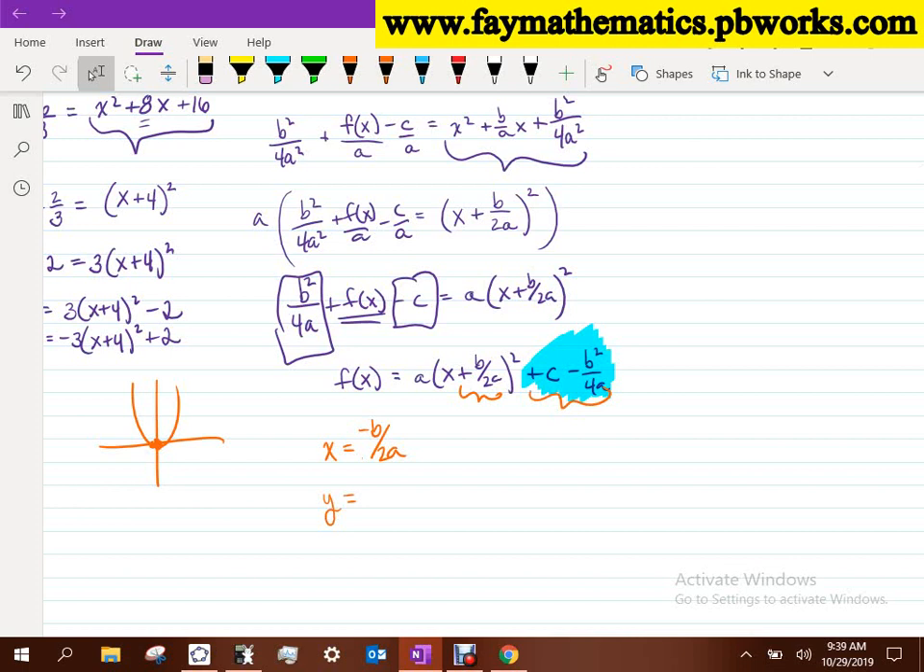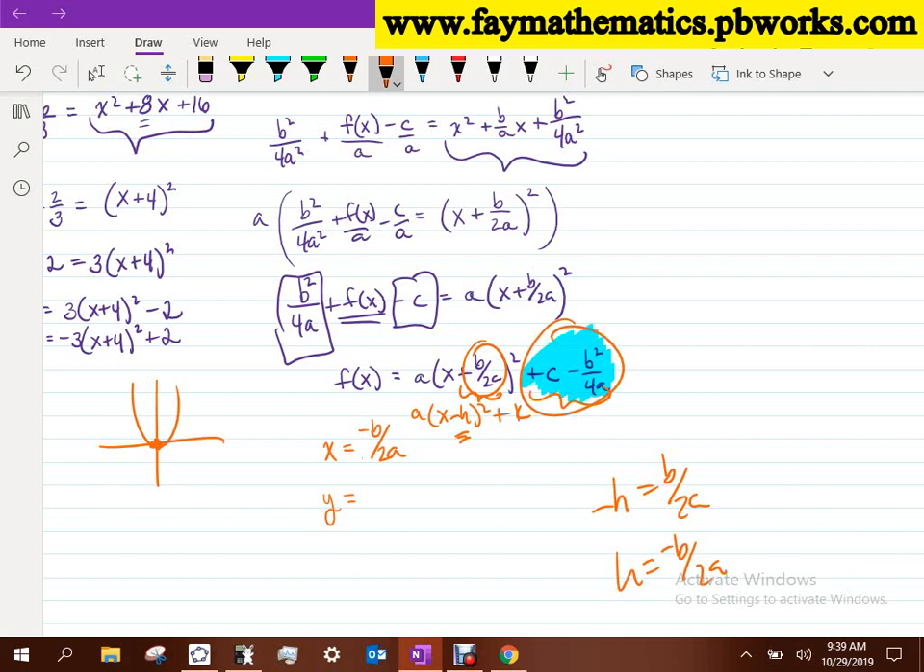Isn't that the y-coordinate? Think about it this way. Isn't this a times x minus h, squared, plus k? Doesn't this thing here match up to b over 2a? So isn't the opposite of h equal to b over 2a? Doesn't h equal the opposite of b over 2a? That thing then has to be k, which is the y-coordinate of our vertex.